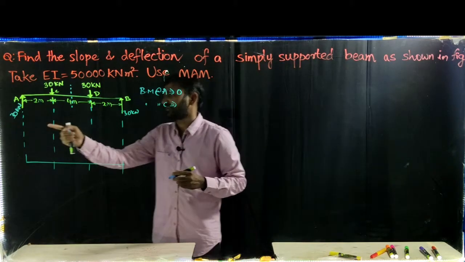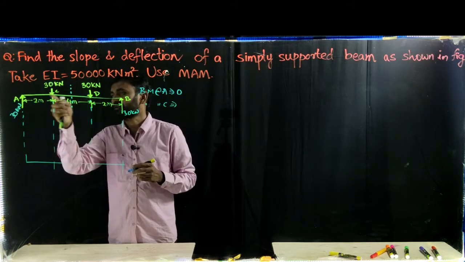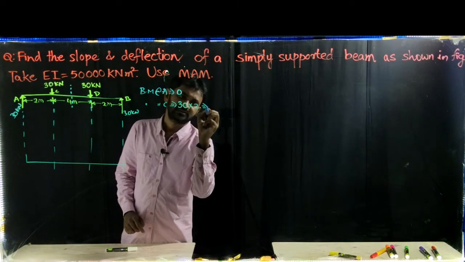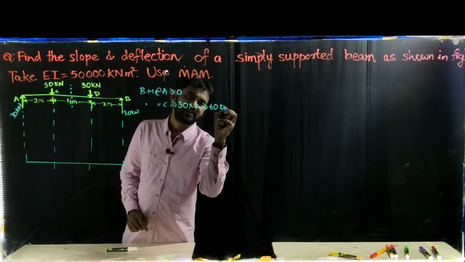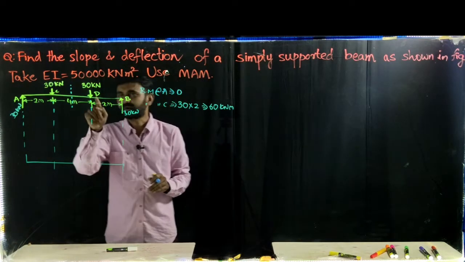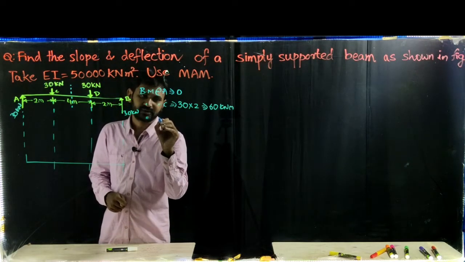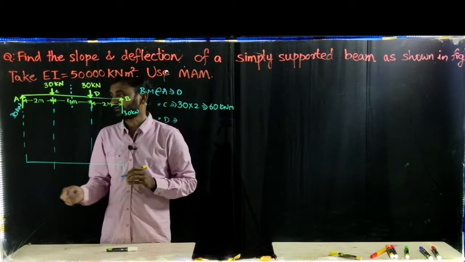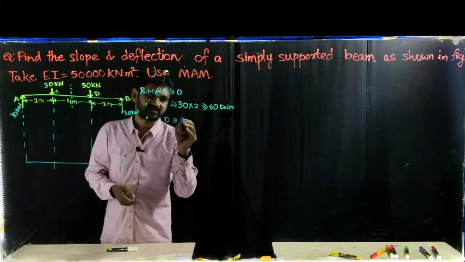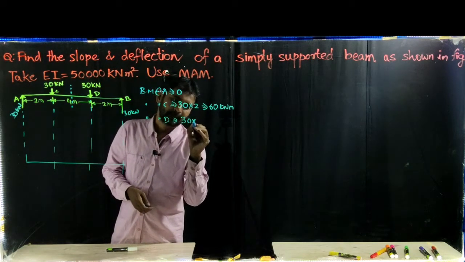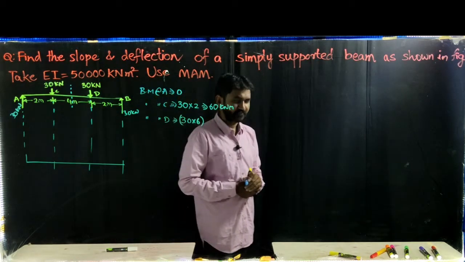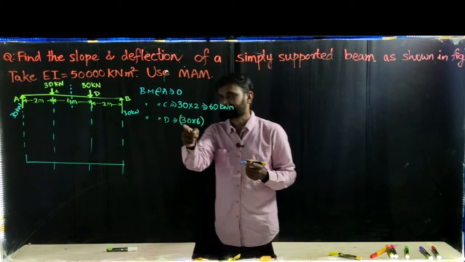Now with this 30 kilonewtons, I want the bending moment at C: 30 into 2. So 30 into 2 is 60 kilonewton meters, right? Now I want the bending moment at a particular point D. What is the bending moment at D? Same, 30 into the distance. What is the distance? 4 plus 2, 6. So 30 into 6. We are considering that upward forces are always positive and downward forces are negative. So that's why these are positive.